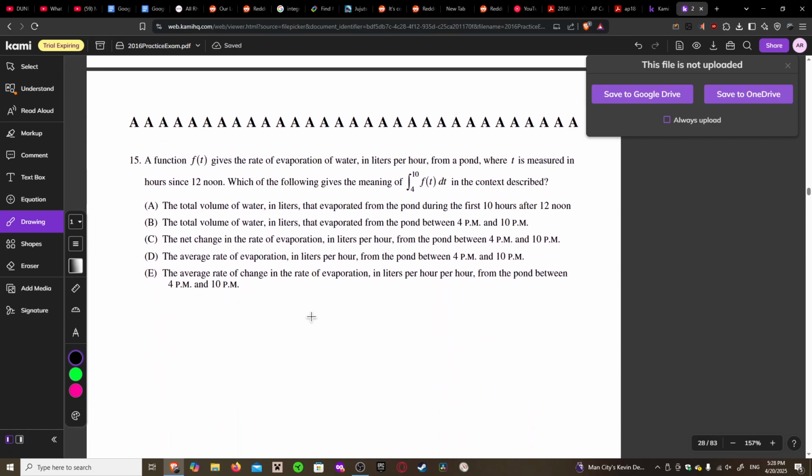A function f of t gives the rate of the evaporation of water in liters per hour from a pond where t is measured in hours since 12 noon. Which of the following gives the meaning of the integral from 4 to 10 of f of t dt in the context described? Total volume.